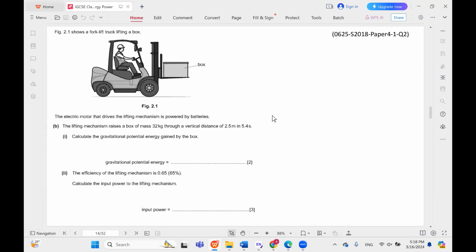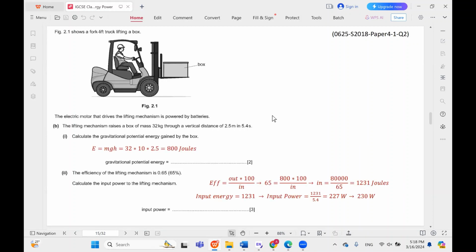So we said before that gravitational potential energy is mgh, which is 32 for the mass. Gravity is 10. So this is the mass, and gravity, of course, is always 10. And then the distance here is 2.5, and we get 800 joules. The efficiency of the lifting mechanism is 0.65 or 65%.